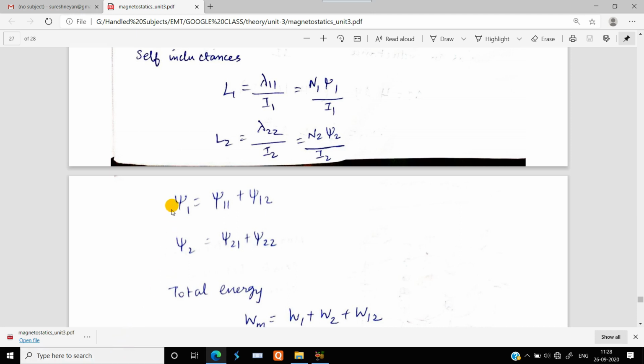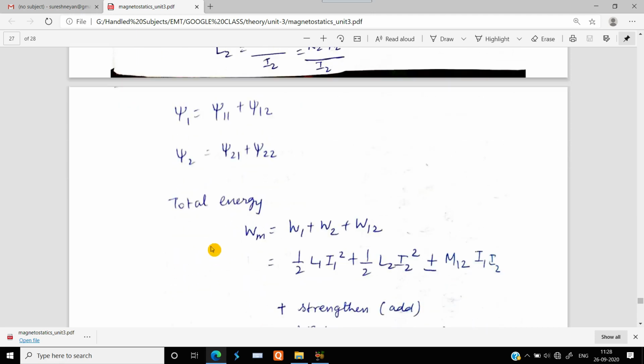The total flux linkage psi 1 is equal to psi 11 plus psi 12, because these two flux linkages link with the first coil itself, but the first is due to the current in the first coil, and the second is due to the current in the second coil. In the same way, the total flux linkage on coil number 2 is psi 21 plus psi 22, that is, the flux linkage in coil number 2 due to the current in coil number 1 and due to the current in coil number 2.